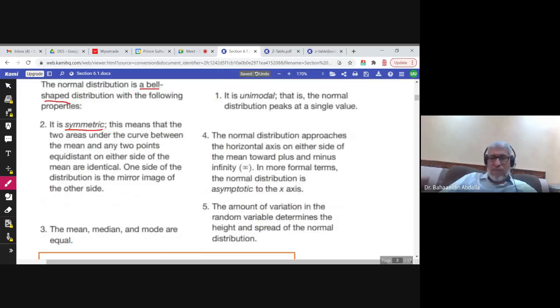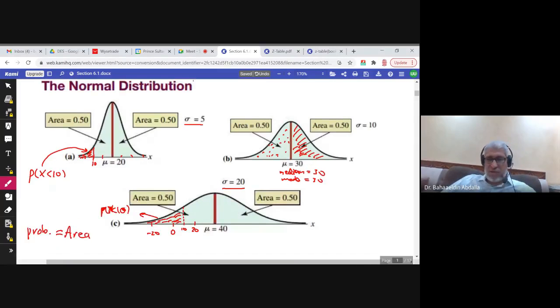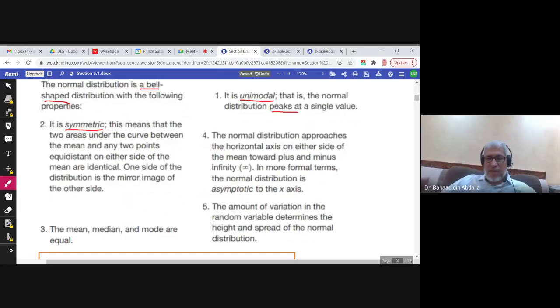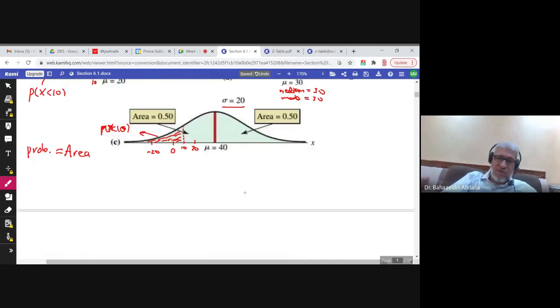And also, it's unimodal. Yeah, the graph is unimodal. Unimodal means there is only one peak at a single value. So this is the peak, one peak. We don't have two modes. It's only one mode. And the x-axis works as an asymptote of the graph.